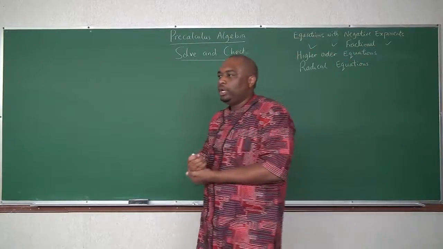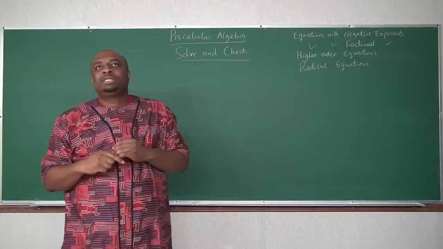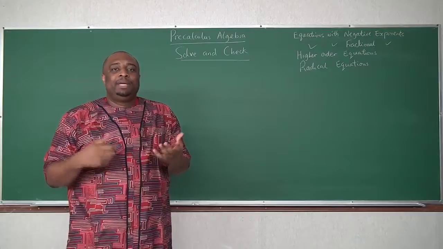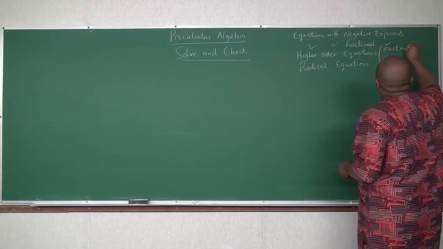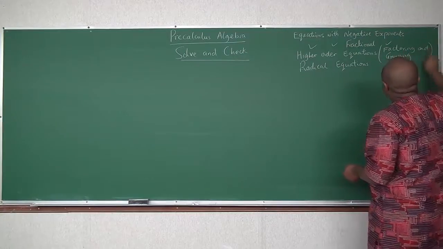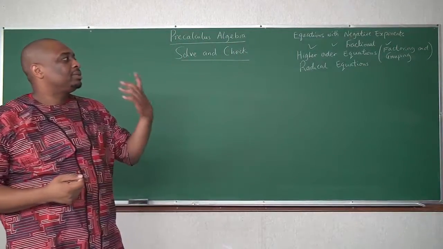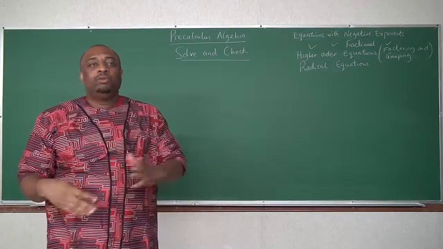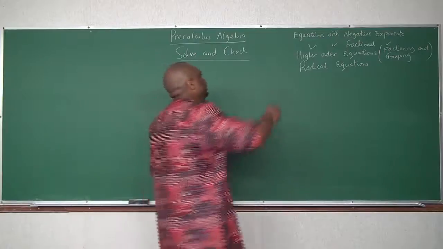So we shall solve the higher order equations. We shall not use the rational zero theorem. We shall solve higher order equations, those that can be solved by factoring or grouping. Later on, we shall solve and check higher order equations that can be solved by the rational zero theorem. But for this video, the higher order equations that we shall solve are the ones that can be solved by factoring and grouping.